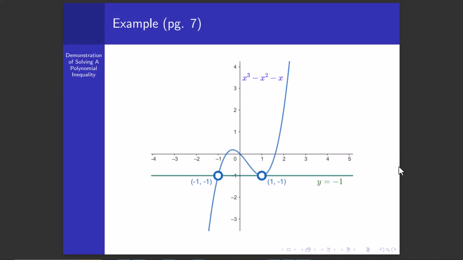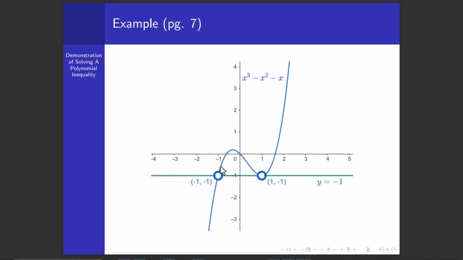And on this last slide here, we have a graph of the situation. Here we can see the open circles at the location of negative 1 and positive 1 for the roots to the polynomial x cubed minus x squared minus x plus 1. We have the horizontal line y equal negative 1. We see the intersection points. We leave them open because of the strict inequality.